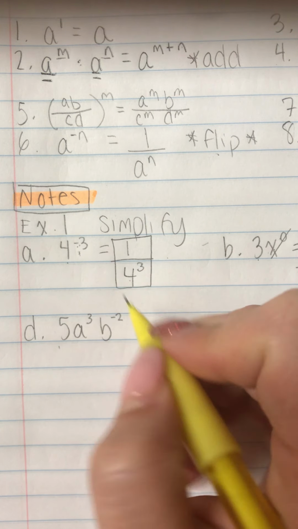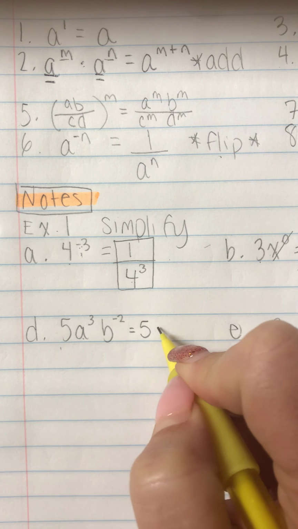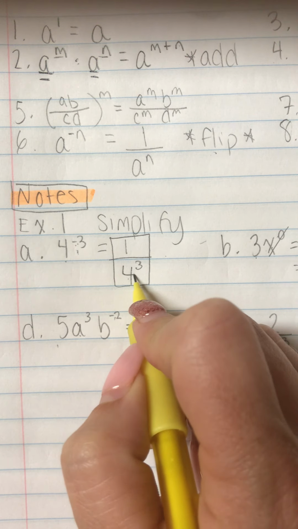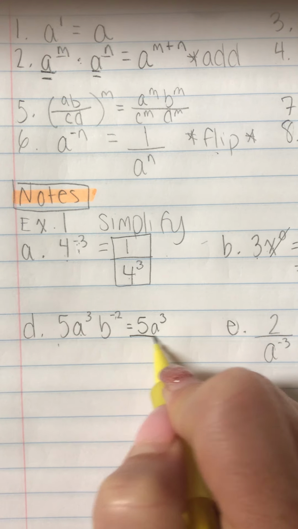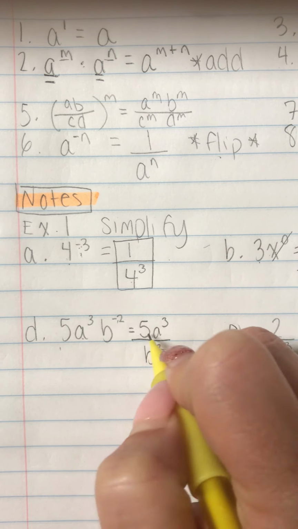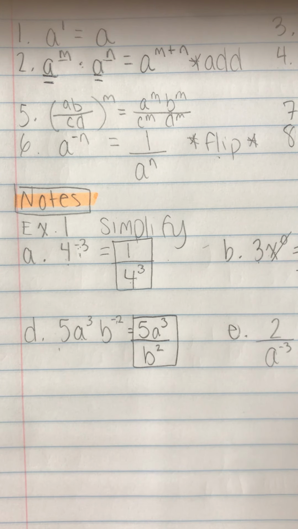Nothing I can do with the 5. Nothing I can do with an A cubed. You just leave these guys alone. Then I have a B to the negative second. Looks just like this. How do I make it positive? I bring it to the bottom. I put my quotient bar. And then I make my exponent positive. There is my final answer.